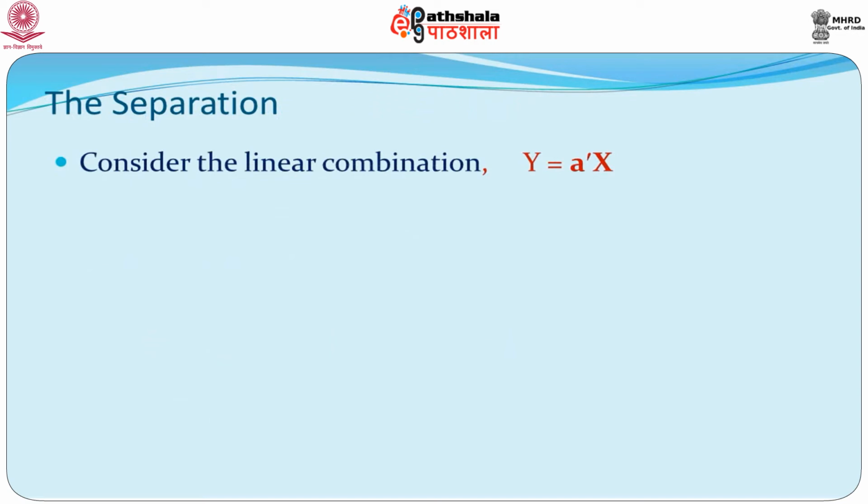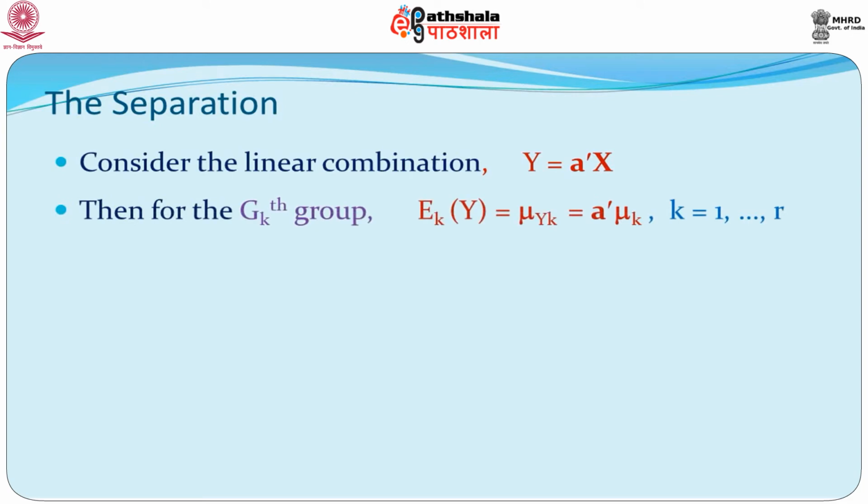Consider a linear combination y equal to A prime x as before. So again, A is an m dimensional vector, and its combination A prime x gives us a scalar y, which is the summation of a_i x_i, and therefore we have a linear combination of x leading to a single variable. For the kth group, the expectation of y will turn out to be mu yk, which is actually A prime mu k. Mu k is the mean of the x's for the kth group, and pre-multiplied by A prime, this gives us the mean of y for that group, and hence the expected value would be A prime mu k.